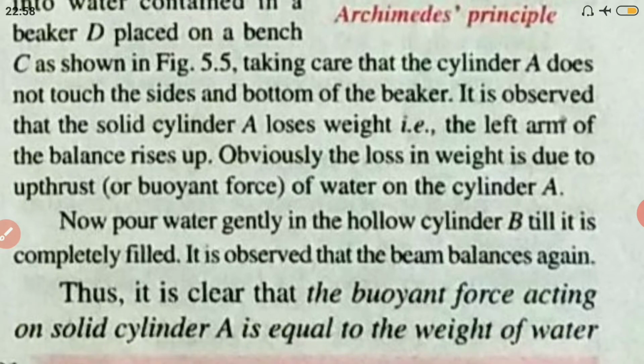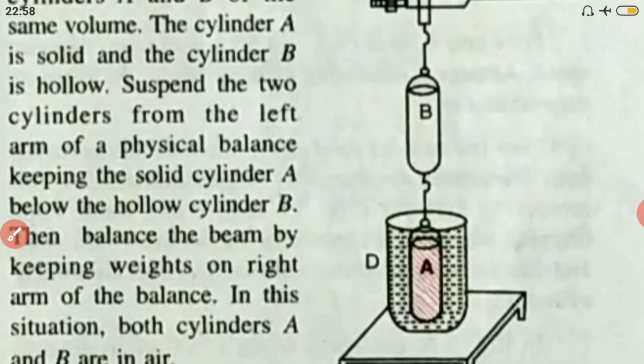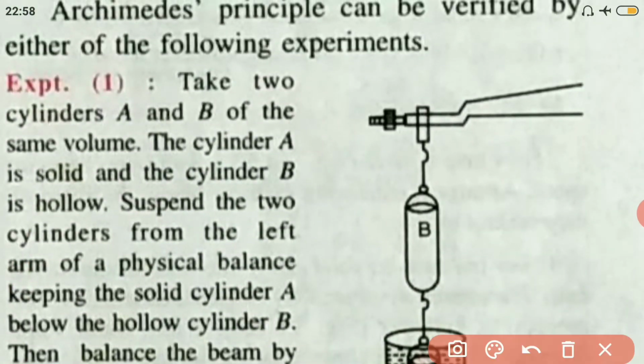Now pour water gently into the hollow cylinder B till it is completely filled. It is observed that the beam balances again, that means it will come back to its original position. When cylinder A was immersed in water, the balance rose up. But after you pour water here, what happens? The balance will regain its original position, right?